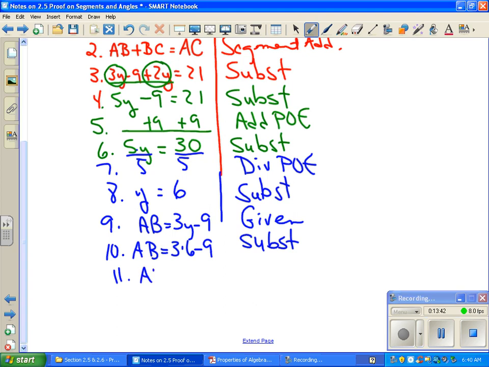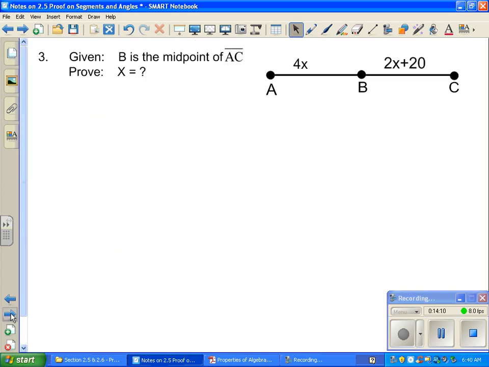So in our last statement, AB is going to be equal to whatever 3 times 6 minus 9 is. And we're going to substitute that answer in. So 3 times 6 is 18. Minus 9 is 9, and we substituted in the answer 9. So that's how you show that last little bit once you get your variable on how to find the actual length of AB. Now, we have quite a few examples of this, so I'd like to continue on and look at another example of segments.